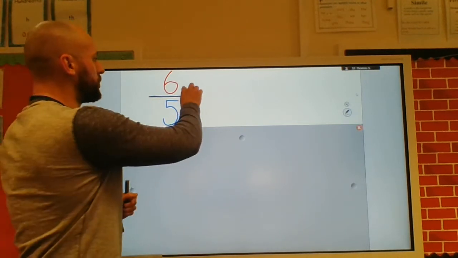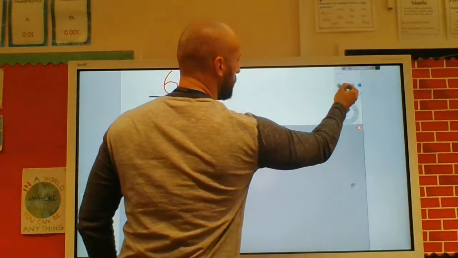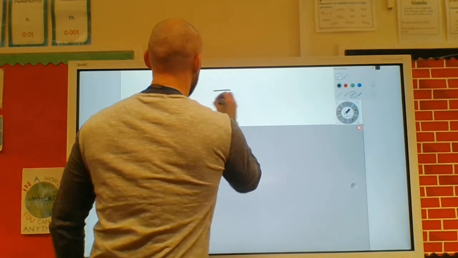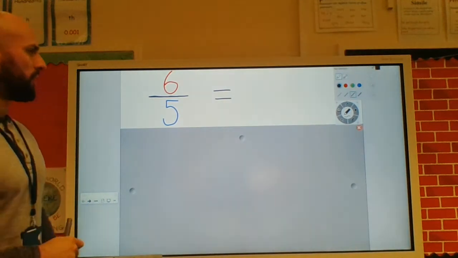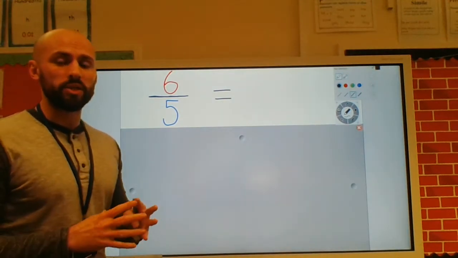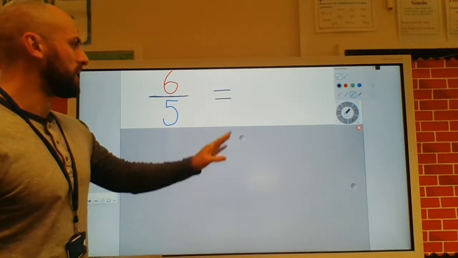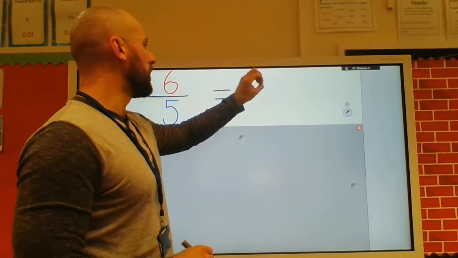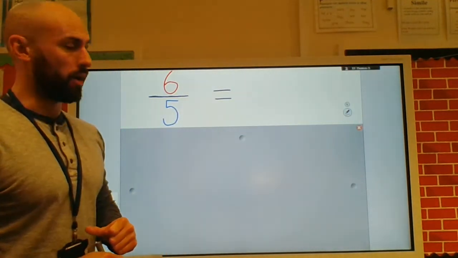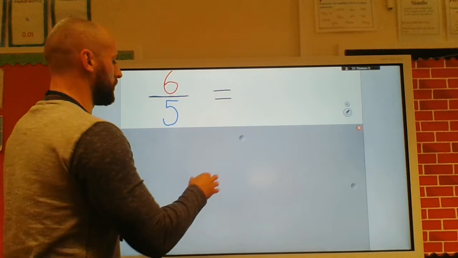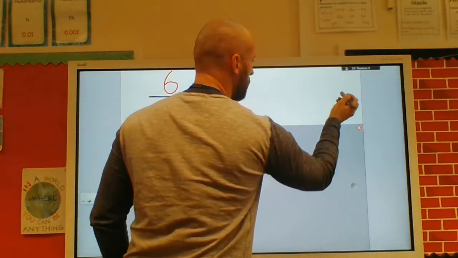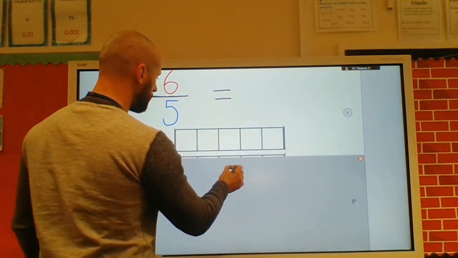And I can actually change this, I can convert this improper fraction into what we call a mixed number. That means I'll have a whole number with a fraction. Okay? So let's have a look at what that's going to look like. Let's use bar model to help us.